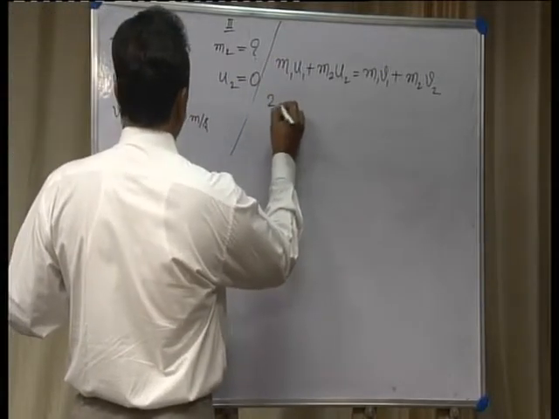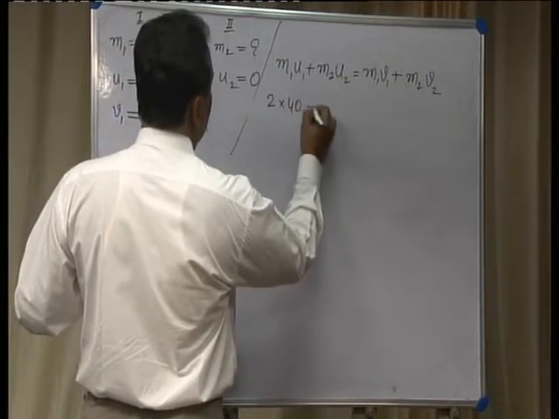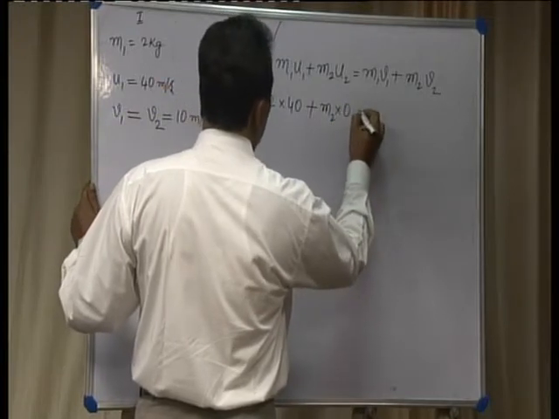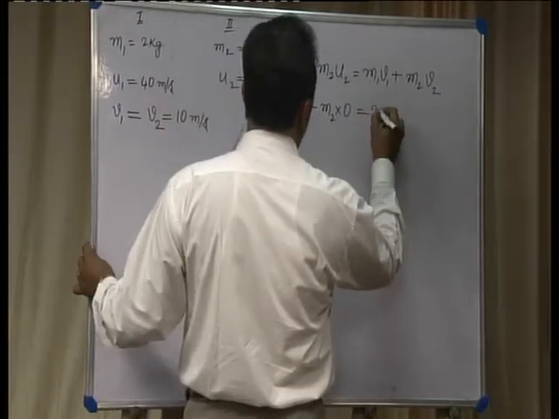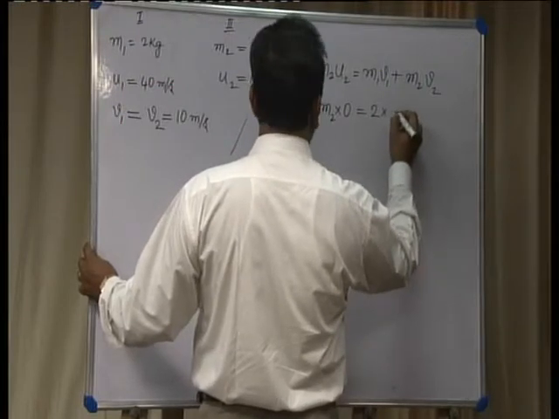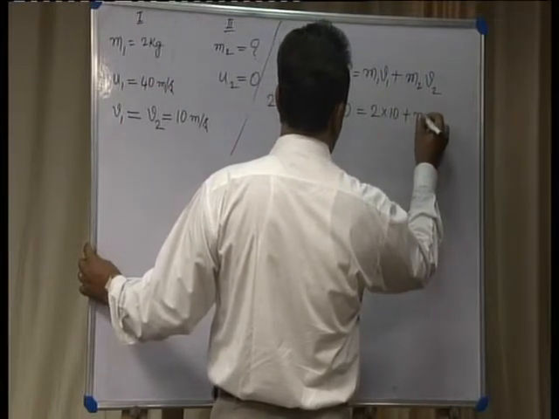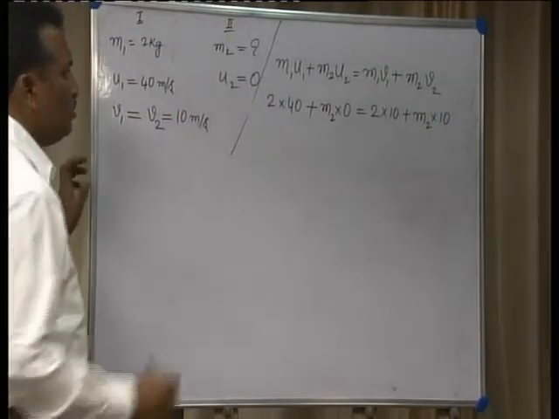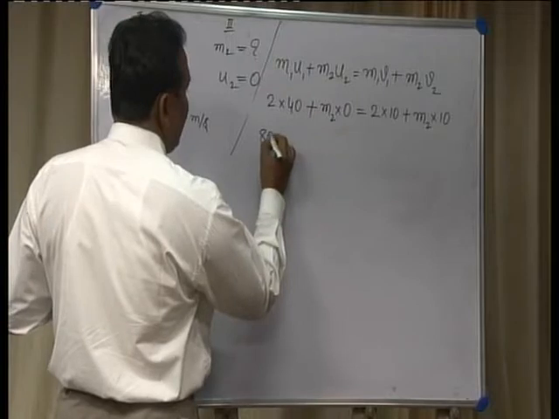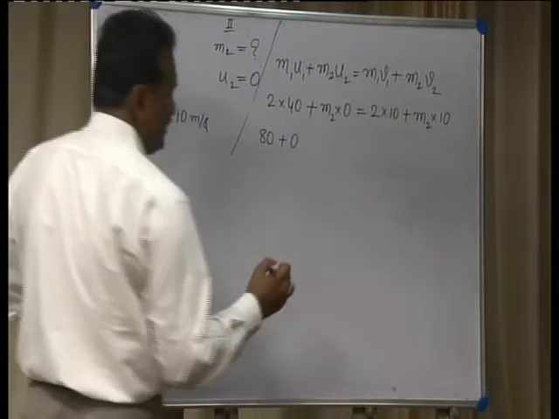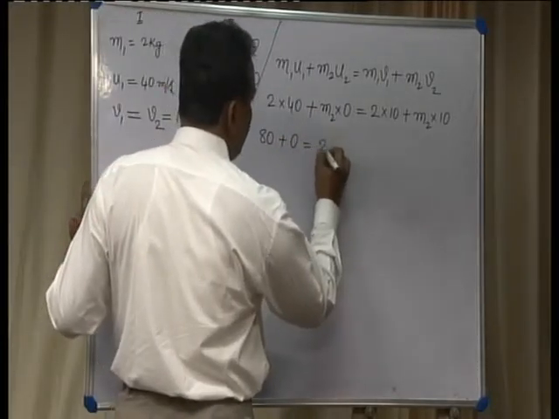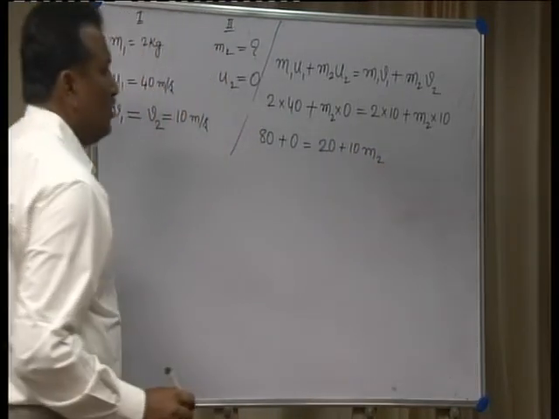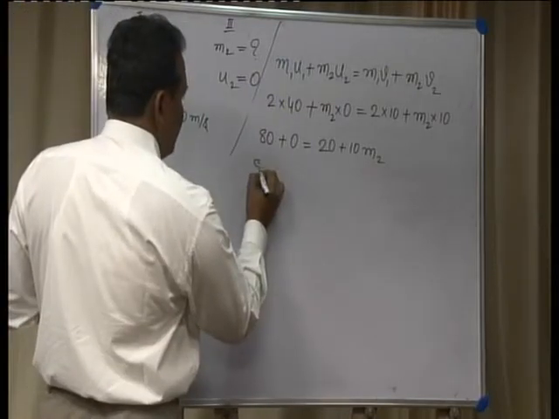m1 is 2 kg, u1 is 40, m2 is unknown, u2 is 0, v1 is 10 meter per second, and v2 is also 10 meter per second. So, 2 into 40 is 80 plus 0 into anything is 0. On the right side, 2 into 10 is 20, plus 10 m2. Now, 80 plus 0 is 80.